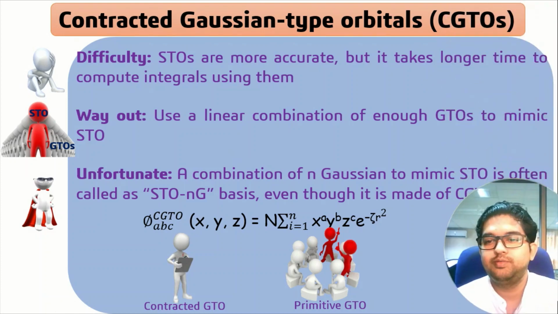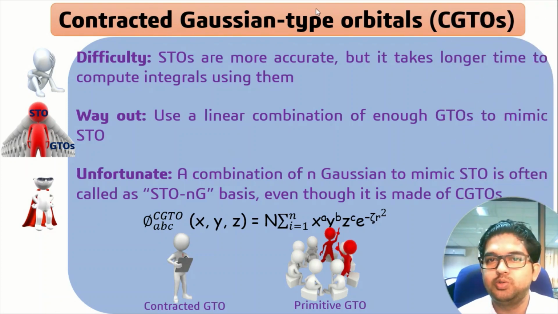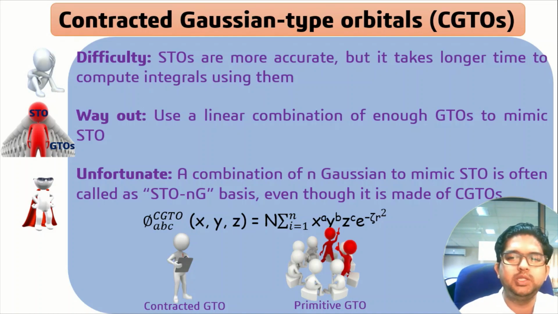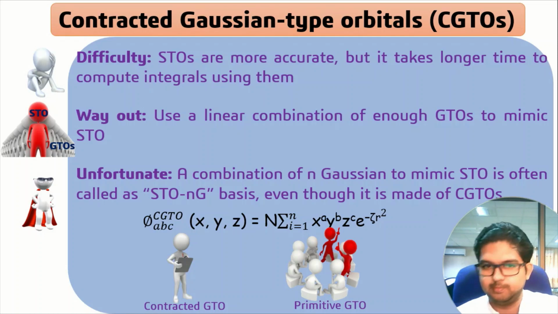First we'll discuss contracted Gaussian type orbitals. What are contracted Gaussian type orbitals? I have already told you that a Slater type orbital is a bit costly to calculate, so we use Gaussian type orbitals. A linear combination of Gaussian type orbitals is also known as contracted Gaussian type orbitals, which are used to mimic the Slater type orbital.